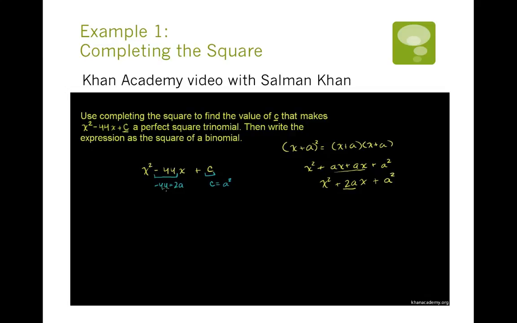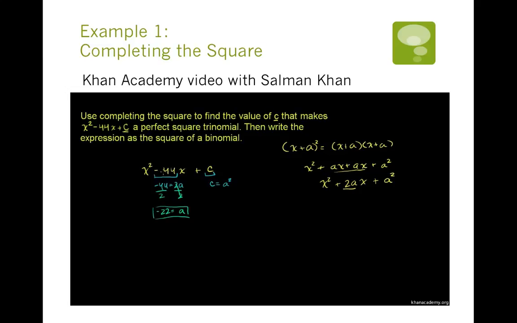Well, if we know negative 44 is 2a, we can divide both sides of that by 2. Divide both sides by 2, and we know that negative 22 has got to be equal to a. A has got to be equal to negative 22. A is half of the coefficient right here. It's half of negative 44. And whenever you complete the square, it's always going to be half of the coefficient right here.